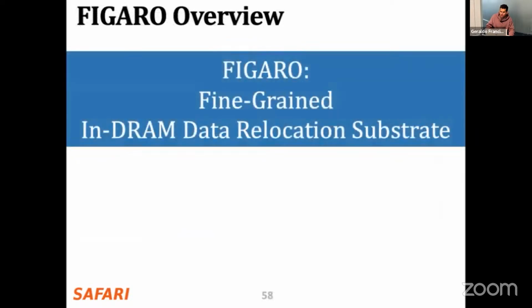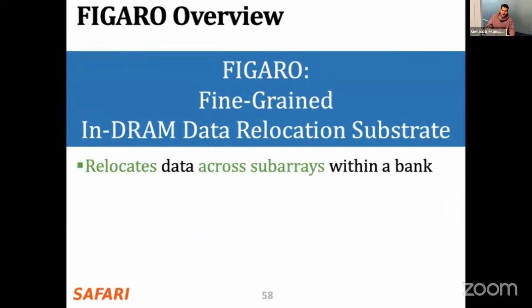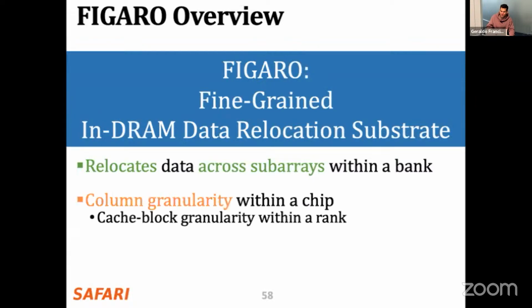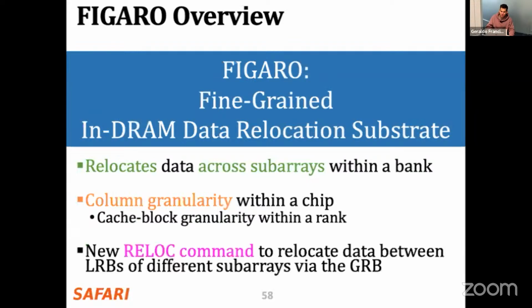Based on that, we propose FIGARO, which is a fine-grained in-DRAM data relocation substrate. By doing FIGARO, we can relocate data across subarrays within a DRAM bank at the column granularity within a DRAM chip, or at the column granularity across many DRAM chips in a DRAM rank.